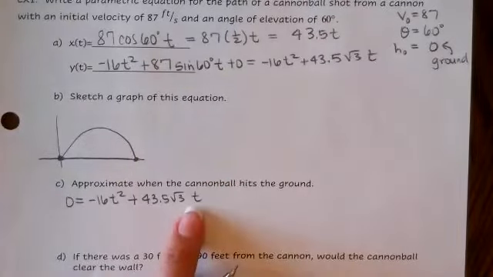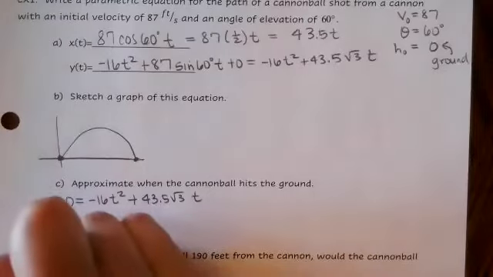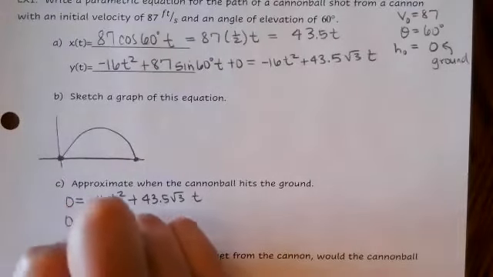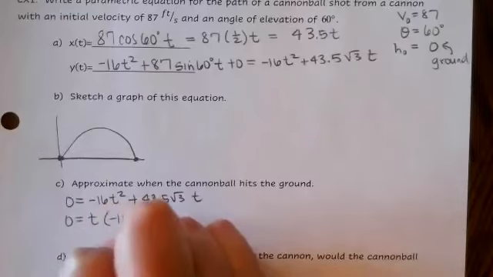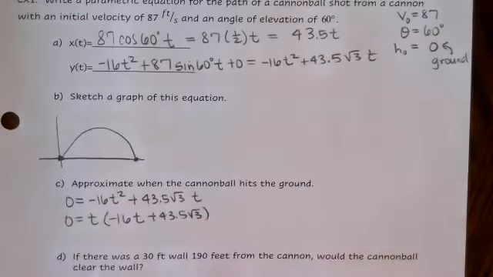Now we're solving for this t here. This is one where we can factor a t out, since both of these terms have a t in them. So I can solve this by factoring. I get t times negative 16t plus 43.5 root 3.